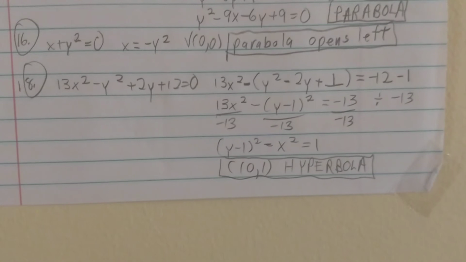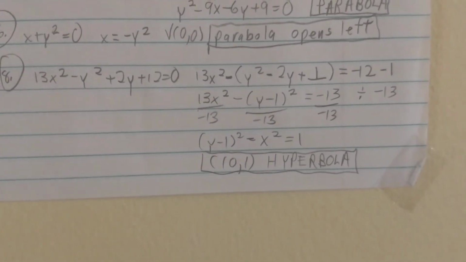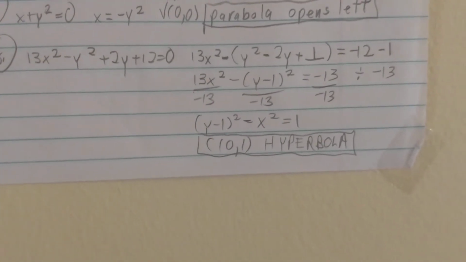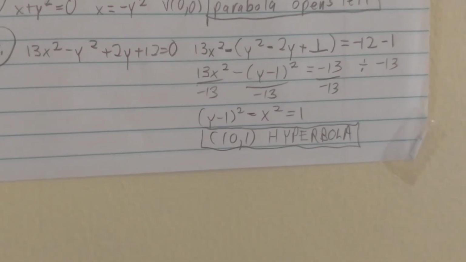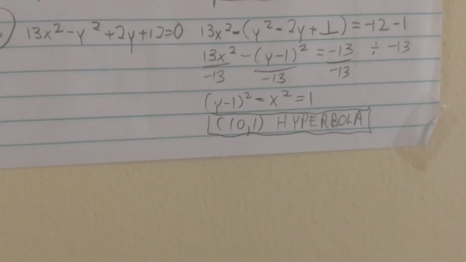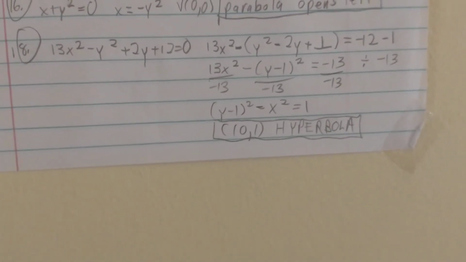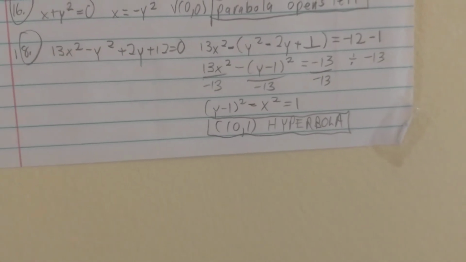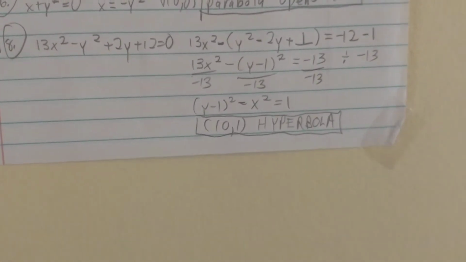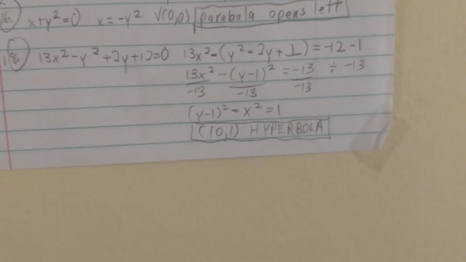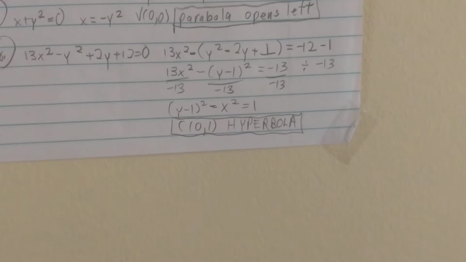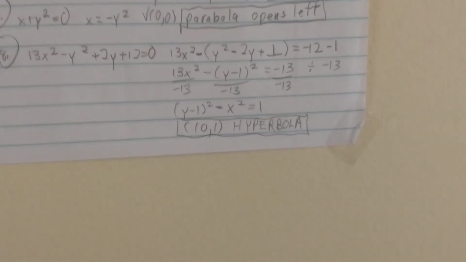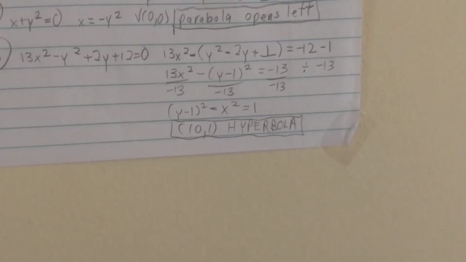Now for 18, we start out with the general equation, 13x squared minus y squared plus 2y plus 12. So we'll have to turn this into completing the square for the y squared. So 13x squared, and this will be a hyperbola because it's x squared and minus y squared. So it's minus parentheses y squared, and then it's got to be minus negative 2y to end up with the plus 2y that we started with. And the fill in the blank is plus 1, 2 over 2 squared.